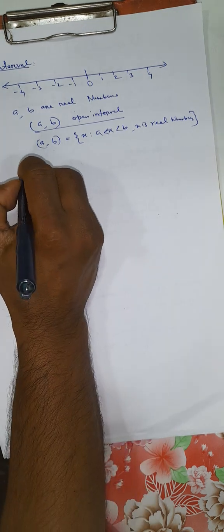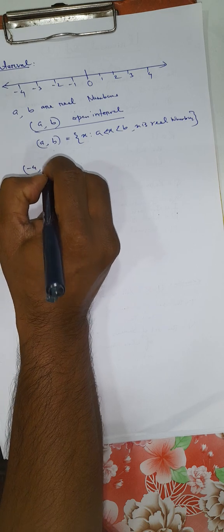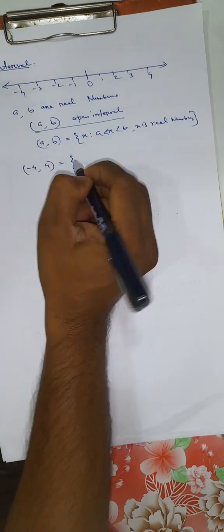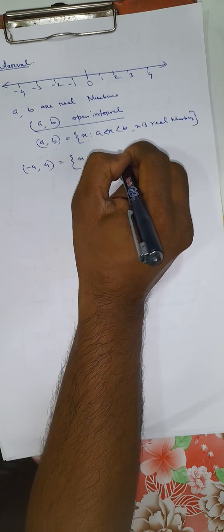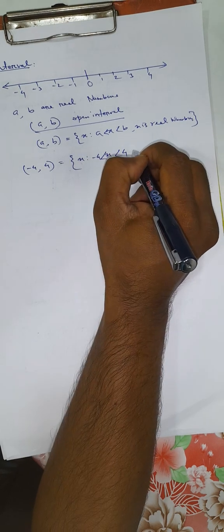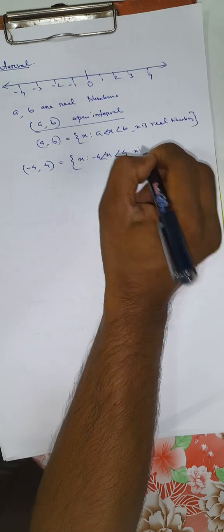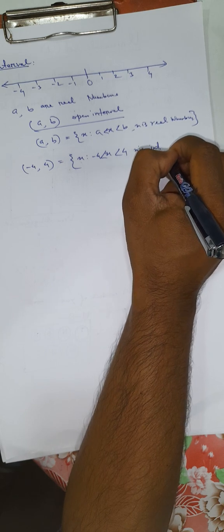Suppose you write this interval (-4, 4). So this will represent x such that x is less than 4, x is greater than -4, and x is, say, an integer, suppose.